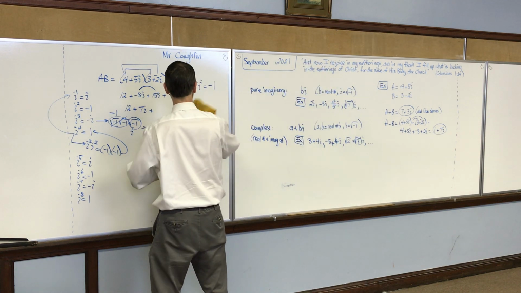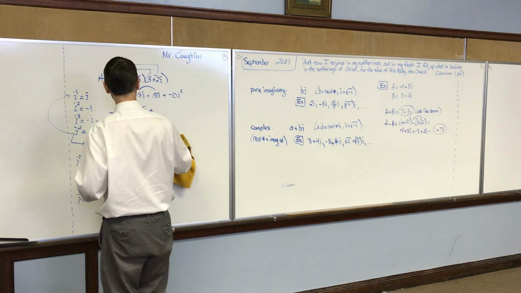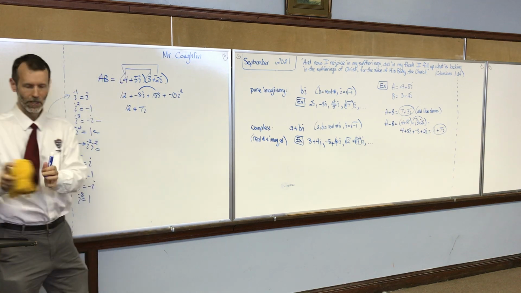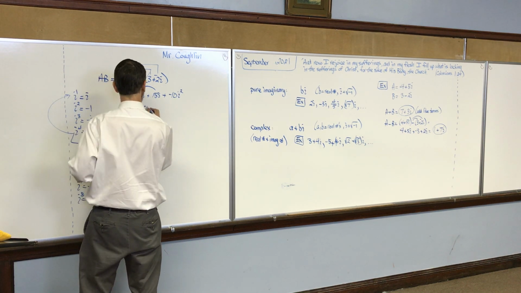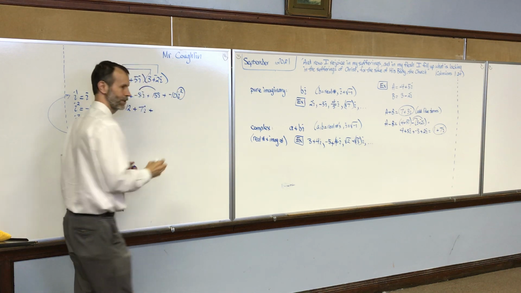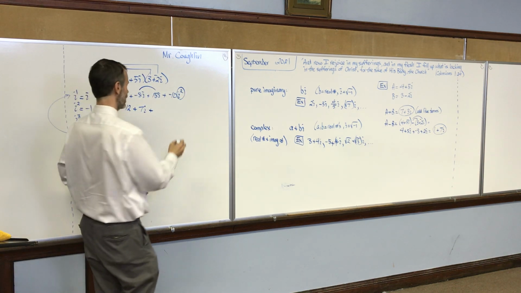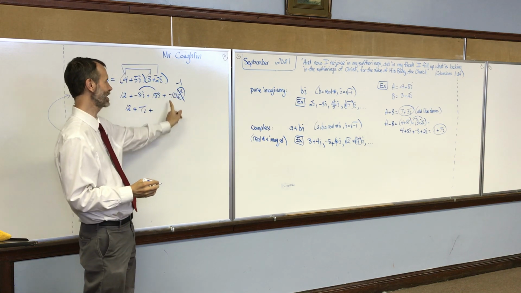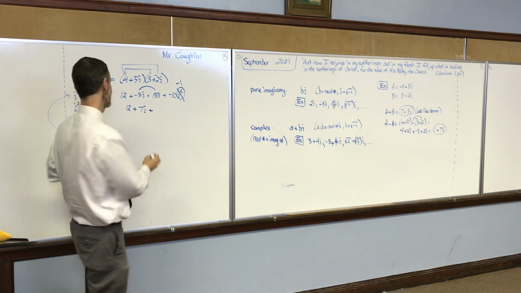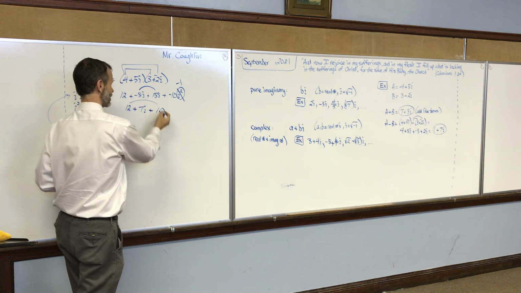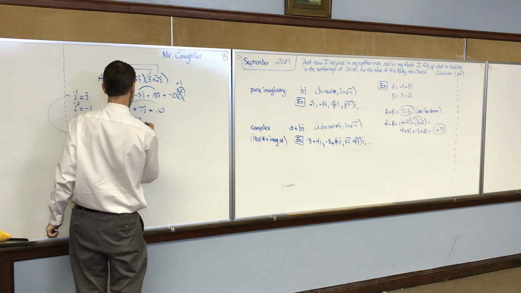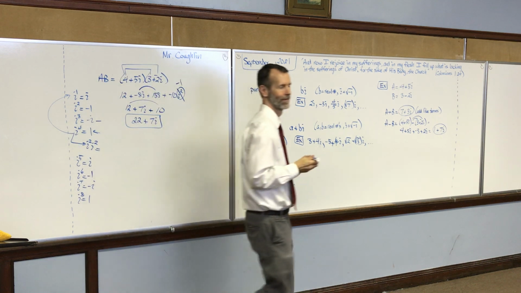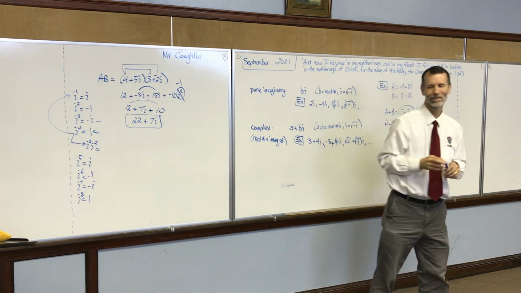Now, I want to look up here. There's 12 plus 7i plus, somebody tell me what that is, please. Negative 10 times i squared is really negative 10 times negative 1, which is what? 10. Combine the like terms for me. 22 plus 7i. Done. There you go.